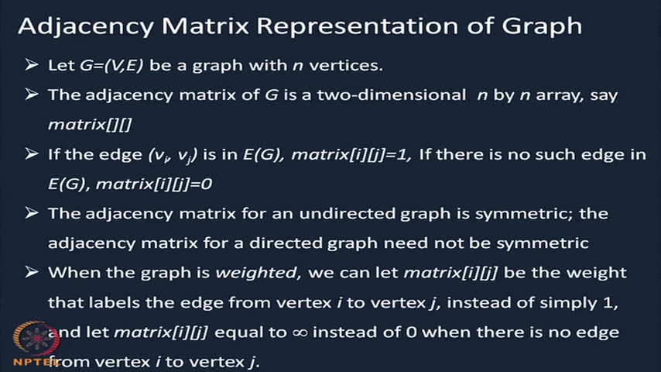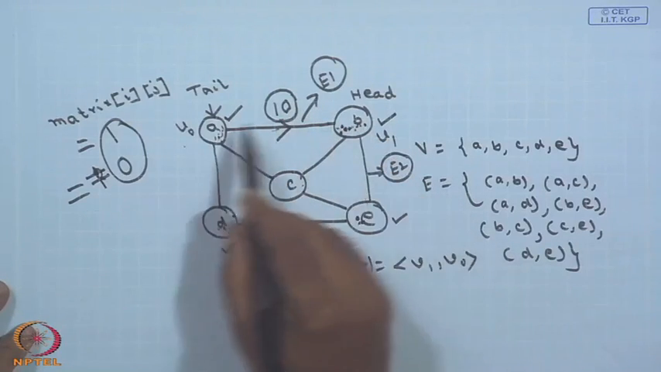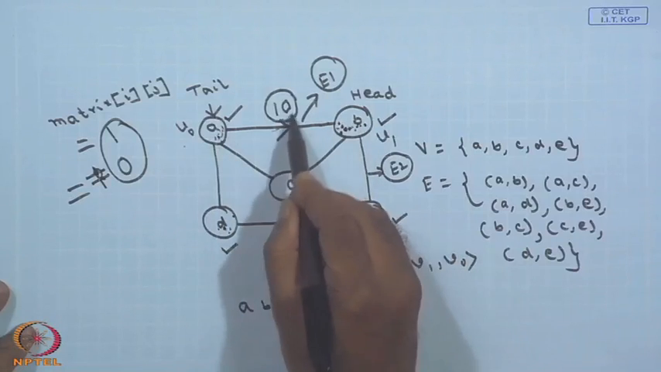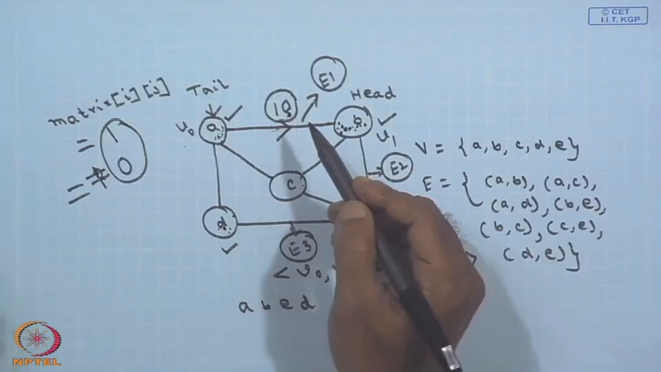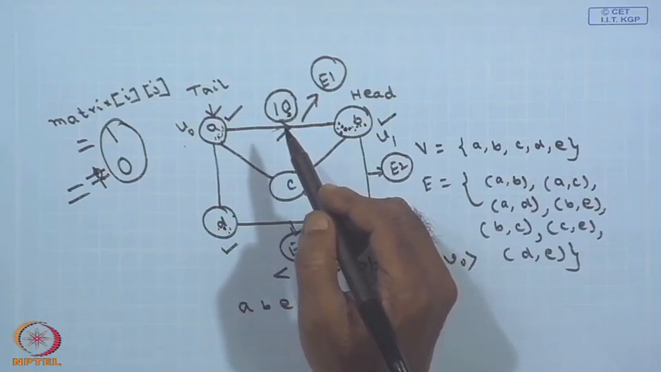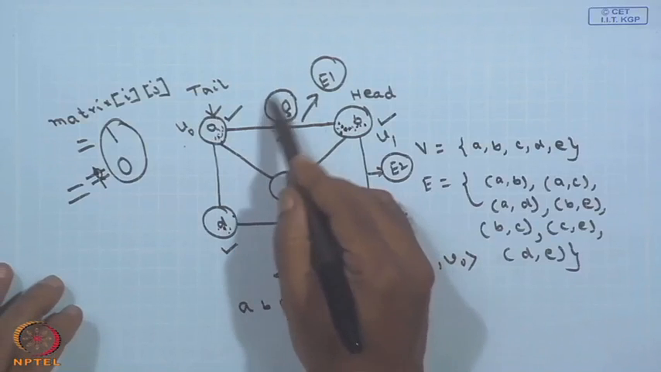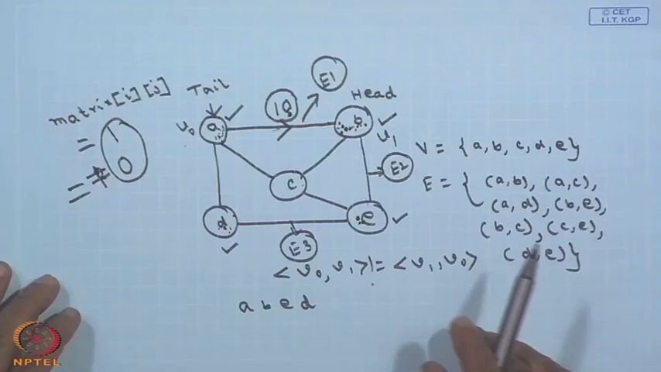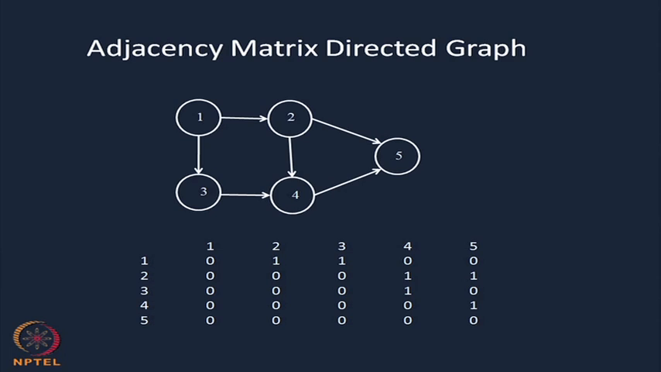Or in other sense, just like if you see this figure, whenever you are moving from A to B, we have associated one weight, that is 10. So, in that case the value will not be 1, the value will be 10. So, in this case what we are doing, if there is an edge, some weight is associated, and in the matrix we put the weights. Let us see the example. In the next example, it will be very clear.